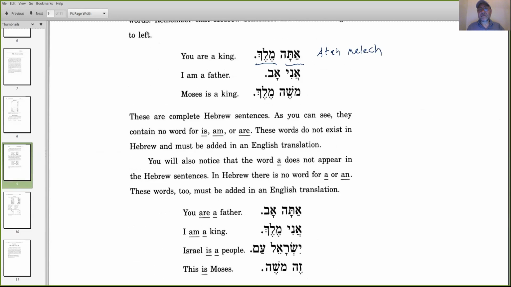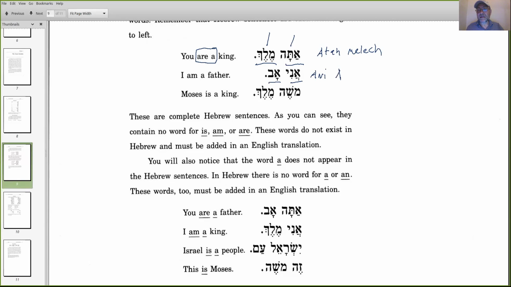Melech. Okay, and literally this is you, king. But then in order to make a proper English, we would add these two English words in there. So you are a king. How about this? Ani Av.